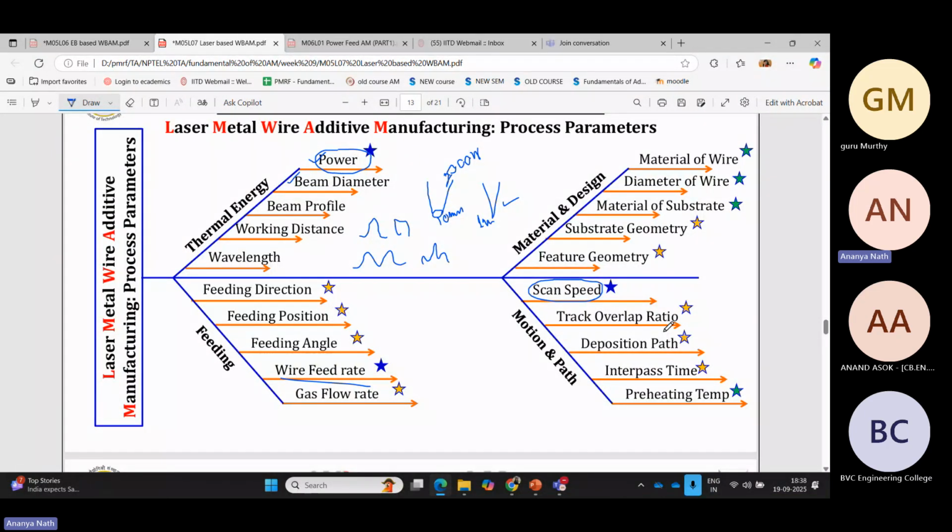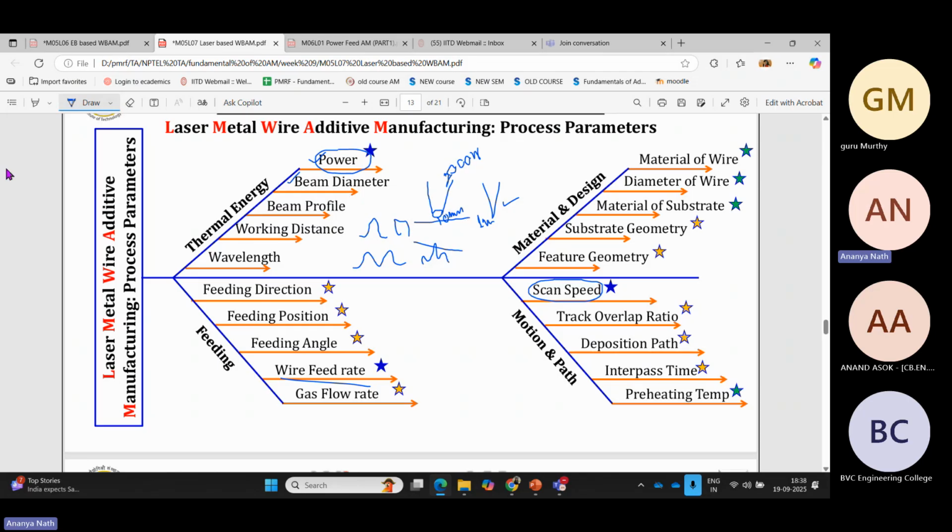Then the working distance. Working distance is again important: if my focus spot is far away from the build plate, or my focus spot is just at the same level as my build plate, the power density will vary in both cases. And the wavelength, because wavelength is directly related to the absorption of the laser in the metal. The lower the wavelength is, the more the absorption will be.